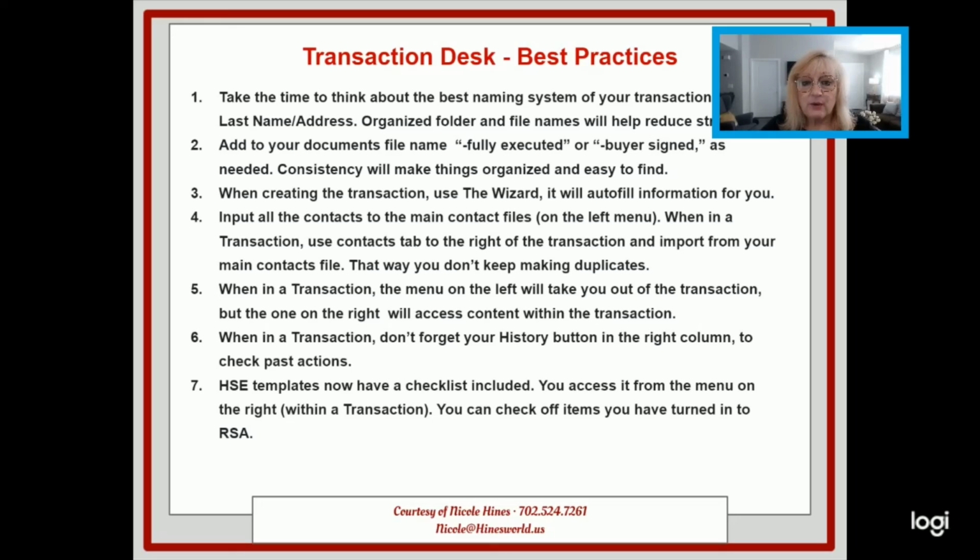HSE templates now have a checklist included. You can access it from the menu on the right within a transaction. You can check off the items you have turned into RSA. And how you would do that is when you're in the checklist, you'll see a little hourglass to the right. If you click it, it turns into a flag, like a race flag, like you're done, you won. So you want to mark it, make it a flag when you've turned stuff into RSA, and that'll help you keep track of what you still need to turn into the office.